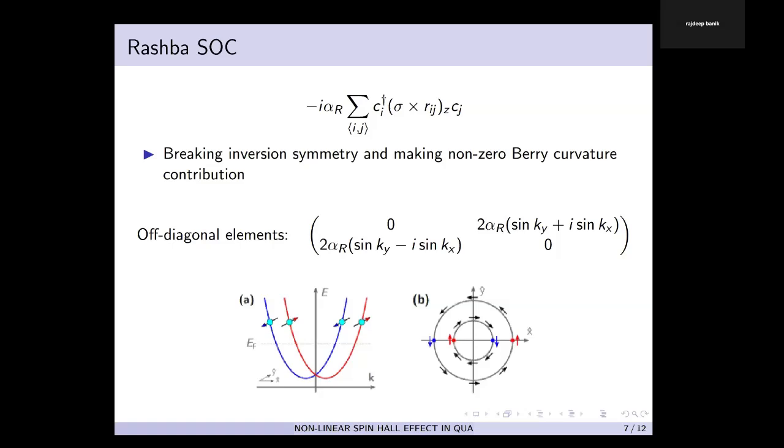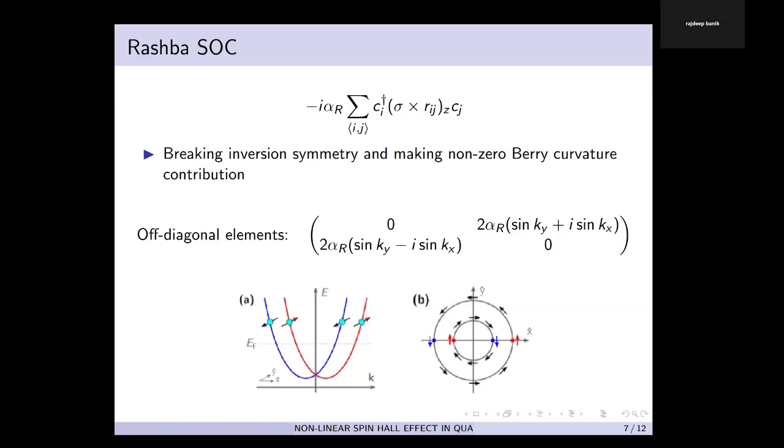So here I will introduce the expression of Rashba SOC. So what is Rashba SOC? When an electron is moving through a lattice potential, because of the varying potential, it will see a time varying electric field, and in its rest frame, it is feeling like a magnetic field.